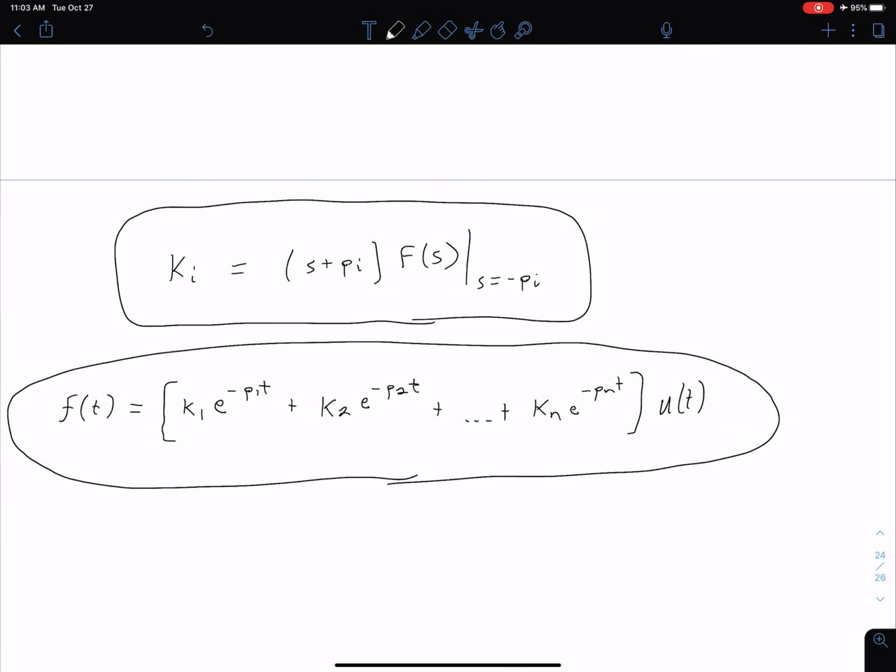So in the next video, we're going to come back and look at an explicit numerical example and see how we can use this equation to help us find our residues.